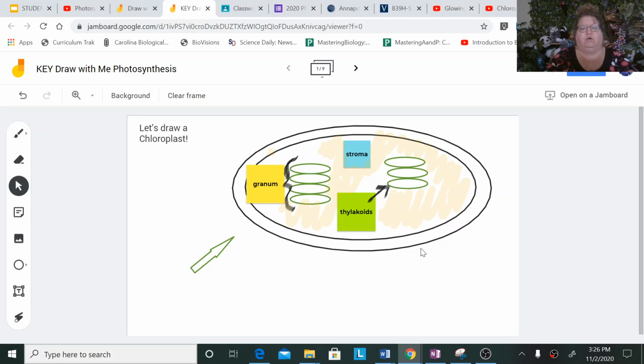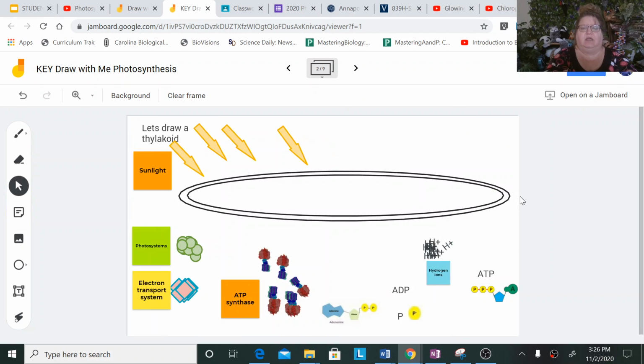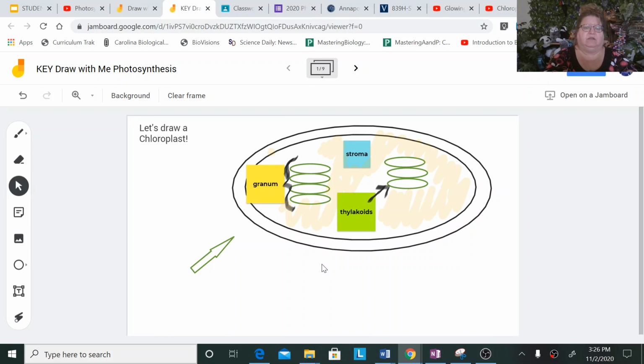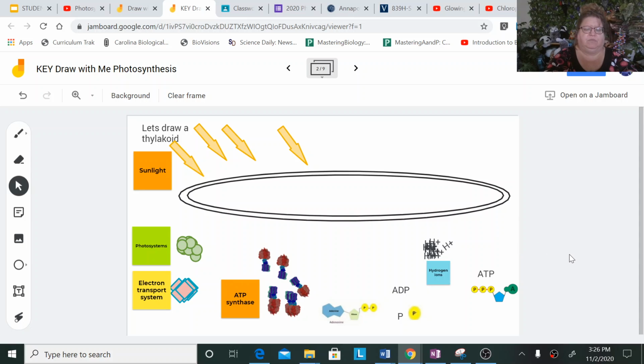On the thylakoid, we're going to look at our light-dependent reactions. So the next slide, and you can hit pause. Let me go back here, and you can hit pause here. And so hopefully you've got your picture like this. Let's go on to slide 2. Now, slide 2 is going to be just one of these thylakoids.